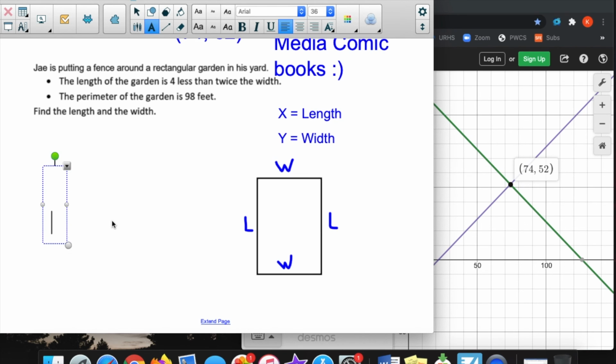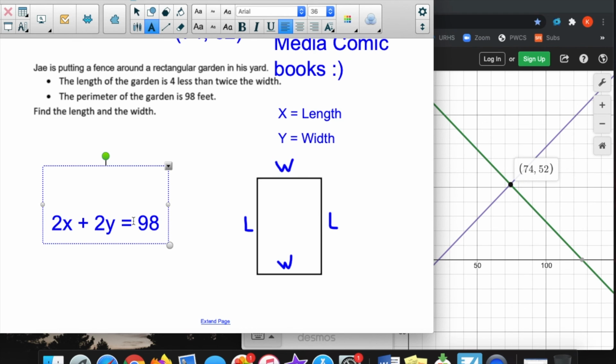And a simpler way of saying that would be, I have two L's, so two lengths, but again, I'm using x and y here instead. So 2x plus 2 widths, or 2y, equals that 98 perimeter. Okay, so that would be my first equation right there. 2 lengths and 2 widths is 98.